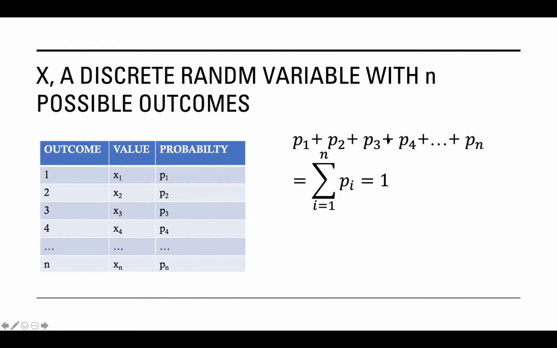P1 plus P2 plus P3 all the way up to Pn have to sum to the number 1. That's what makes it a random variable. Technically, some of these P's could be 0, but none of them can be negative. They all have to be at least 0, and their sum has to add up to 1. Any questions so far?